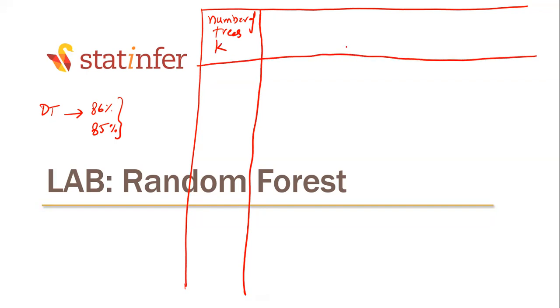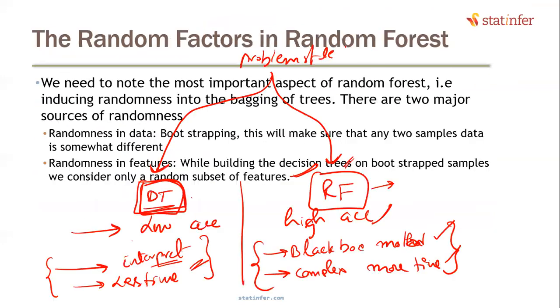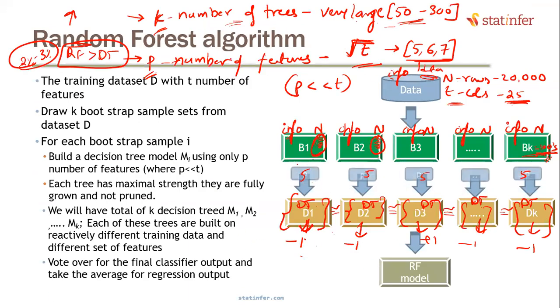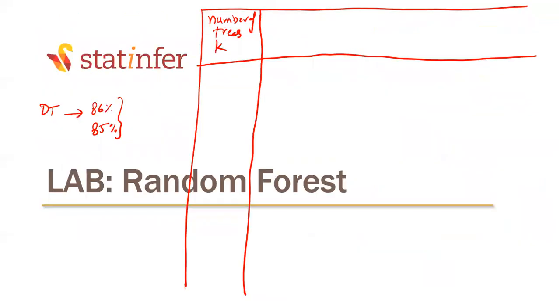You remember the random forest, while we were discussing that algorithm, number of trees, K. K is the first hyperparameter. Usually, number of trees, K, should it be a large number or a small number? Large. It should be a large number.